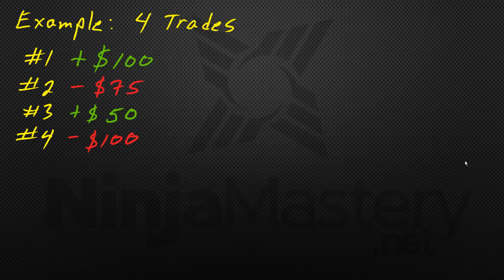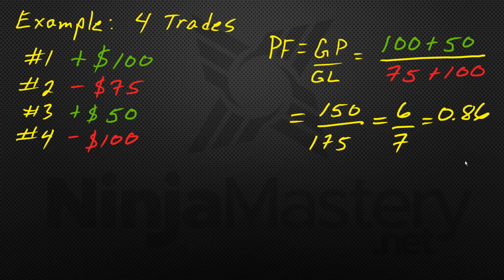Let's take a look at an example. Suppose we have 4 trades, some make money and some lose money. To calculate the profit factor on that, we first calculate the numerator, the gross profit, which is the sum of the profits for the winning trades. In this example, you can see that trade number 1 and trade number 3 are profitable trades. So the value in the numerator will be 100 plus 50. The denominator is the sum of the losses. So we have $75 for trade number 2 and $100 for trade number 4. So we have $175 of total losses. This gives us a profit factor of 0.86.